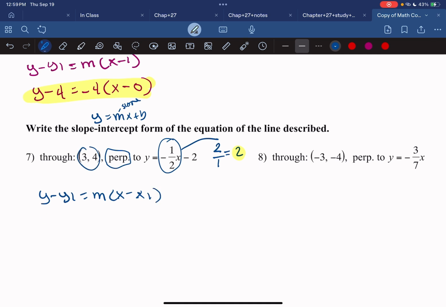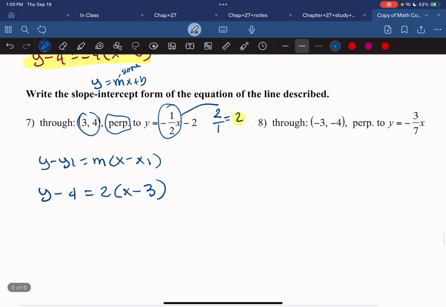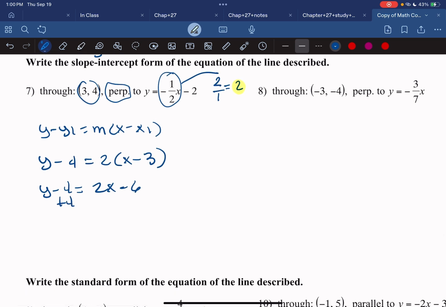Plug in our points. Y minus 4 equals, our slope is 2, times x minus 3, which is x1. We have to distribute that 2 into the parentheses, so 2x minus 6. Add 4, cancel. 2x, negative 6 plus 4 is going to give me negative 2. Silly mistakes, but it happens.